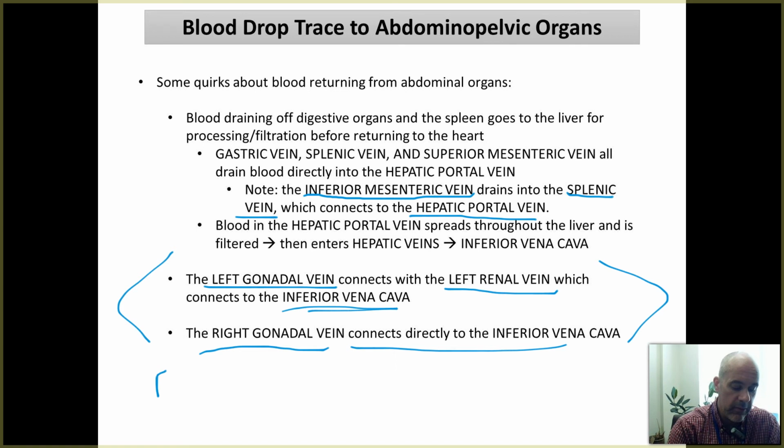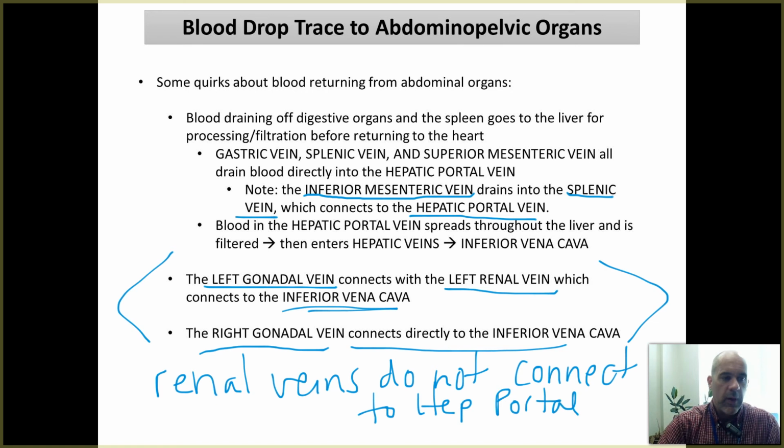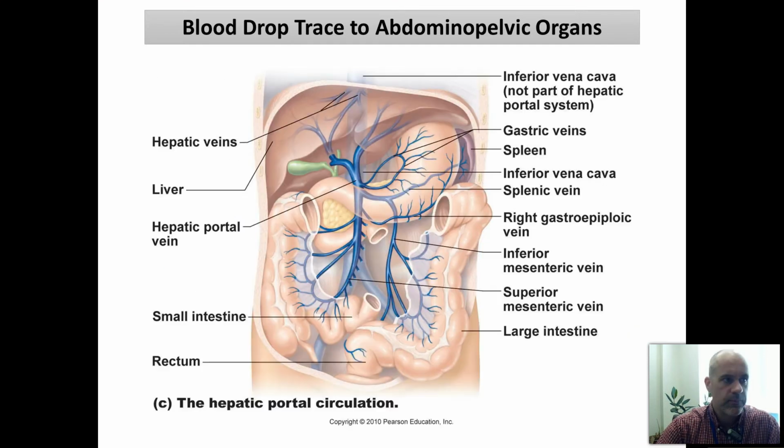And then the left renal vein connects into the inferior vena cava. Keep in mind, too, your renal veins do not connect to the hepatic portal. Okay, and blood draining off of the gonads does not travel to the liver. It just goes into the inferior vena cava and makes its way back to the heart.